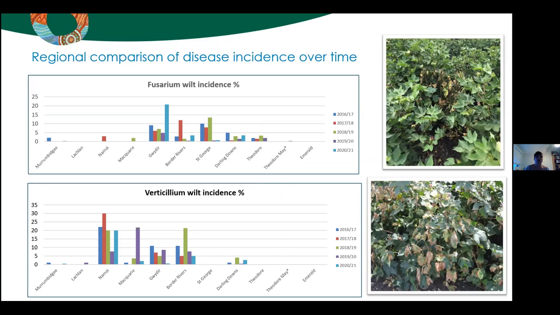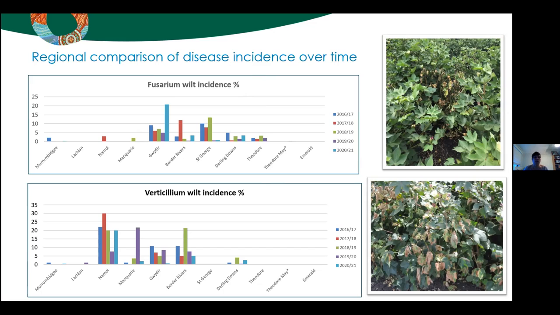And from these graphs, you can see we've been doing surveys for a very long time. So we have long-term data. It's been more than 20 years of data that we've collected. And we can then say to industry, well, for example, with fusarium wilt, these are the regions that there's this ongoing concern. This is where research needs to be concentrated.